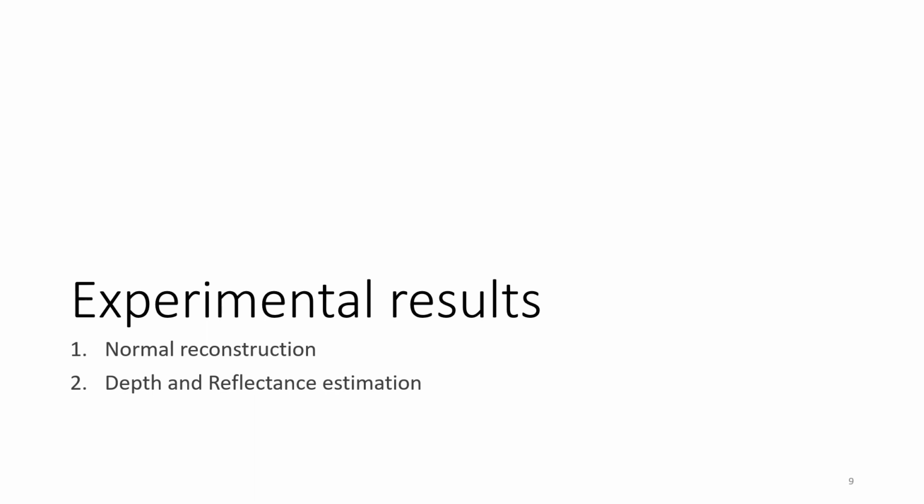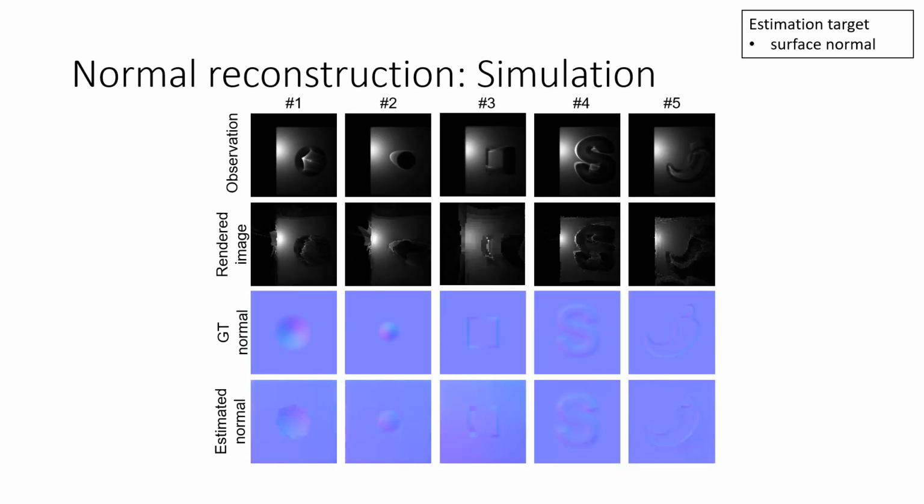Experimental results. The result of normal estimation. In this simulation experiment, the proposed method successfully estimates the normals, even if the object is concave or convex, or consists of straight lines or curves.